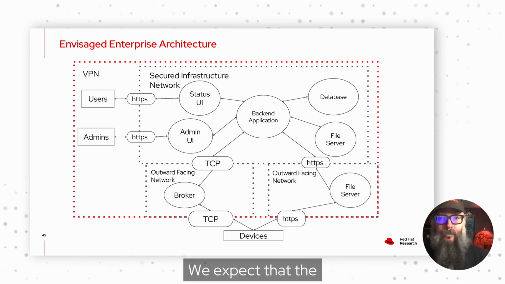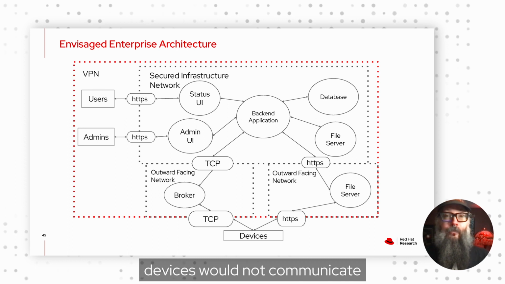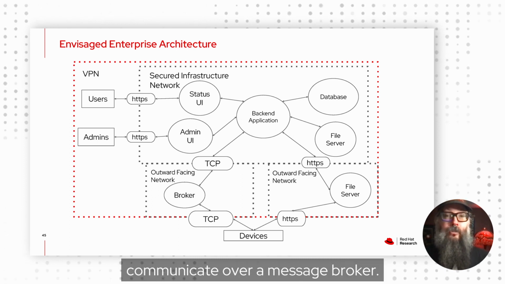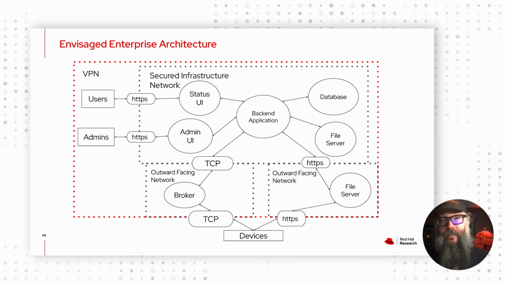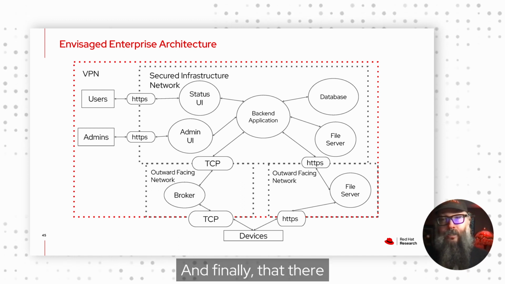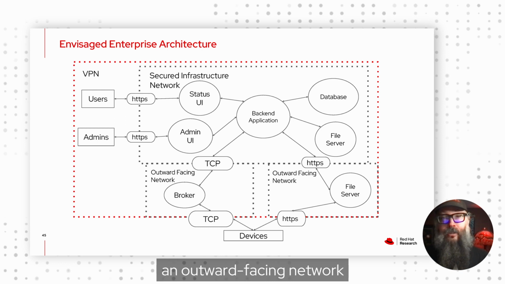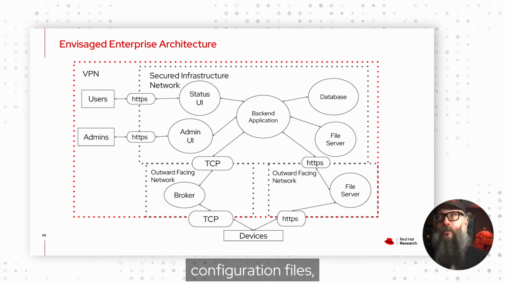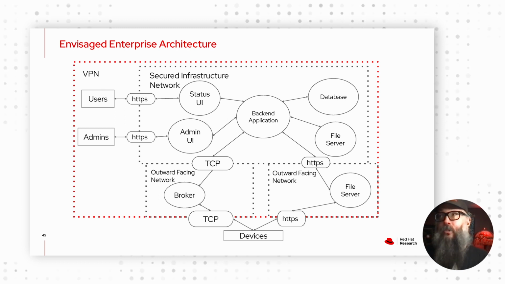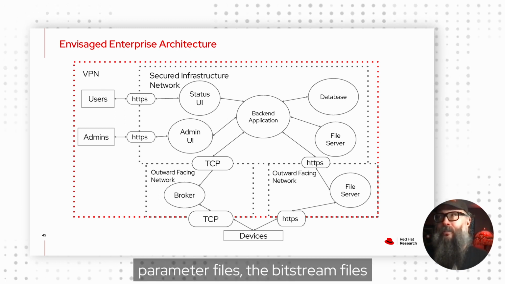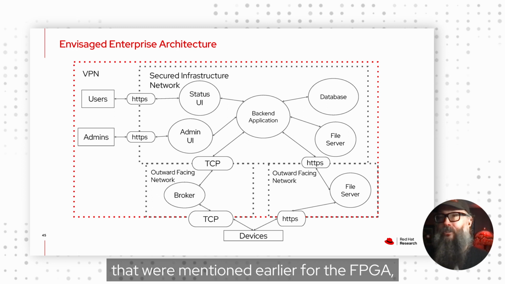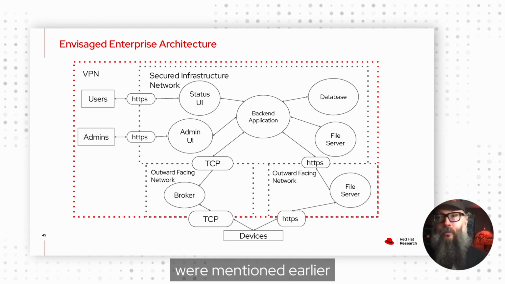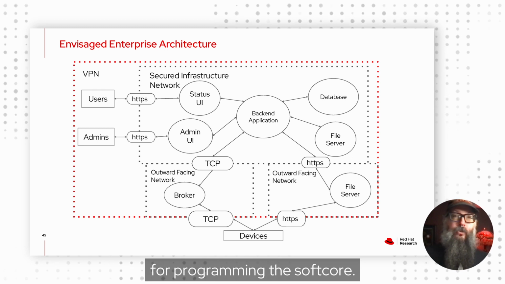We expect that the devices would not communicate with the secured infrastructure network, and would instead communicate over a message broker. And finally, there would be a file server on an outward-facing network for the devices to get things like configuration files, parameter files, the bitstream files that were mentioned earlier for the FPGA, and the hex files that were mentioned earlier for programming the soft core.